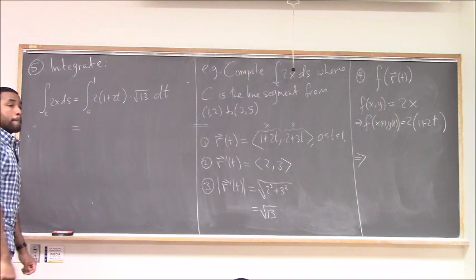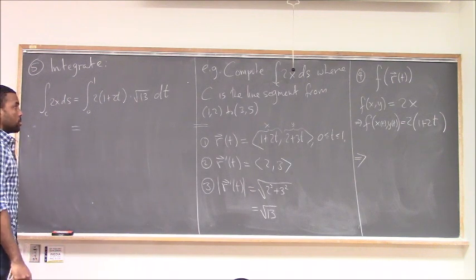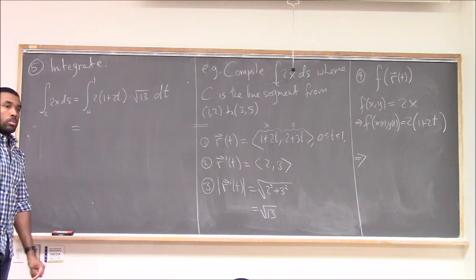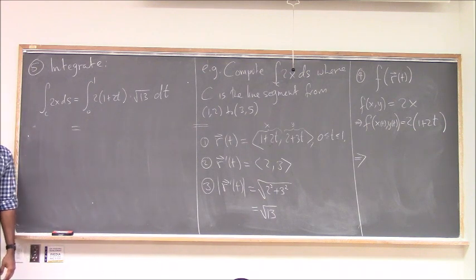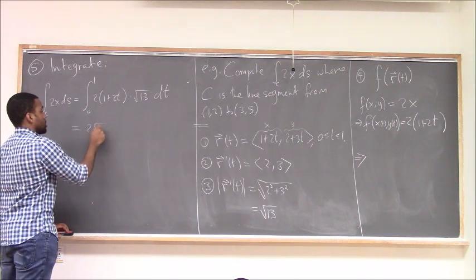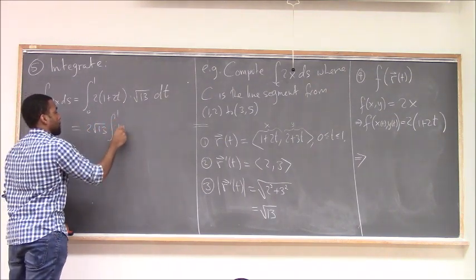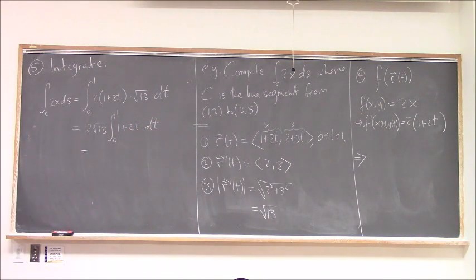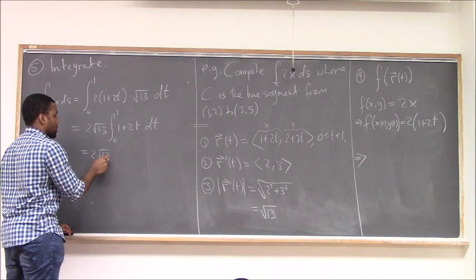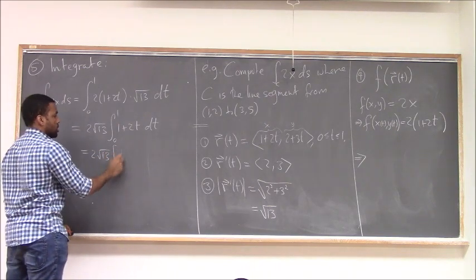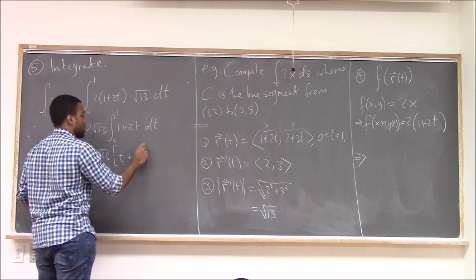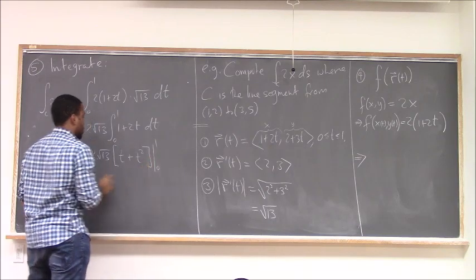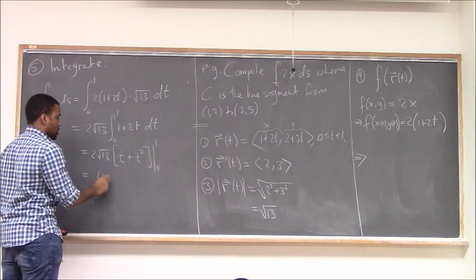And how do we do that? How would you do this? I take out the constant. And then now you just integrate both sides. So the integral of 1 is t, the integral of this guy is t squared, between 0 and 1. That gives you 4 radical 13.